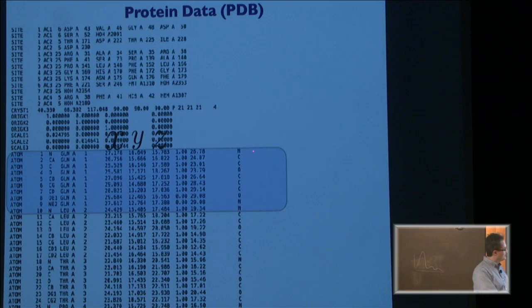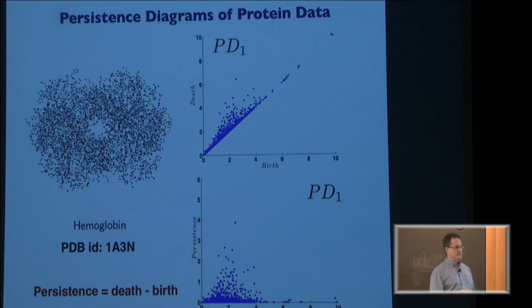So then you can get from here the coordinates of the atoms and what kind of atoms you have, and then you use the van der Waals radius to construct the weighted alpha complex, right? So that's the data we have. We take this data, this is our point cloud, then we compute the alpha shape, the alpha complex, and that's our filtration, that's our complex, and then we can compute the persistence diagram.